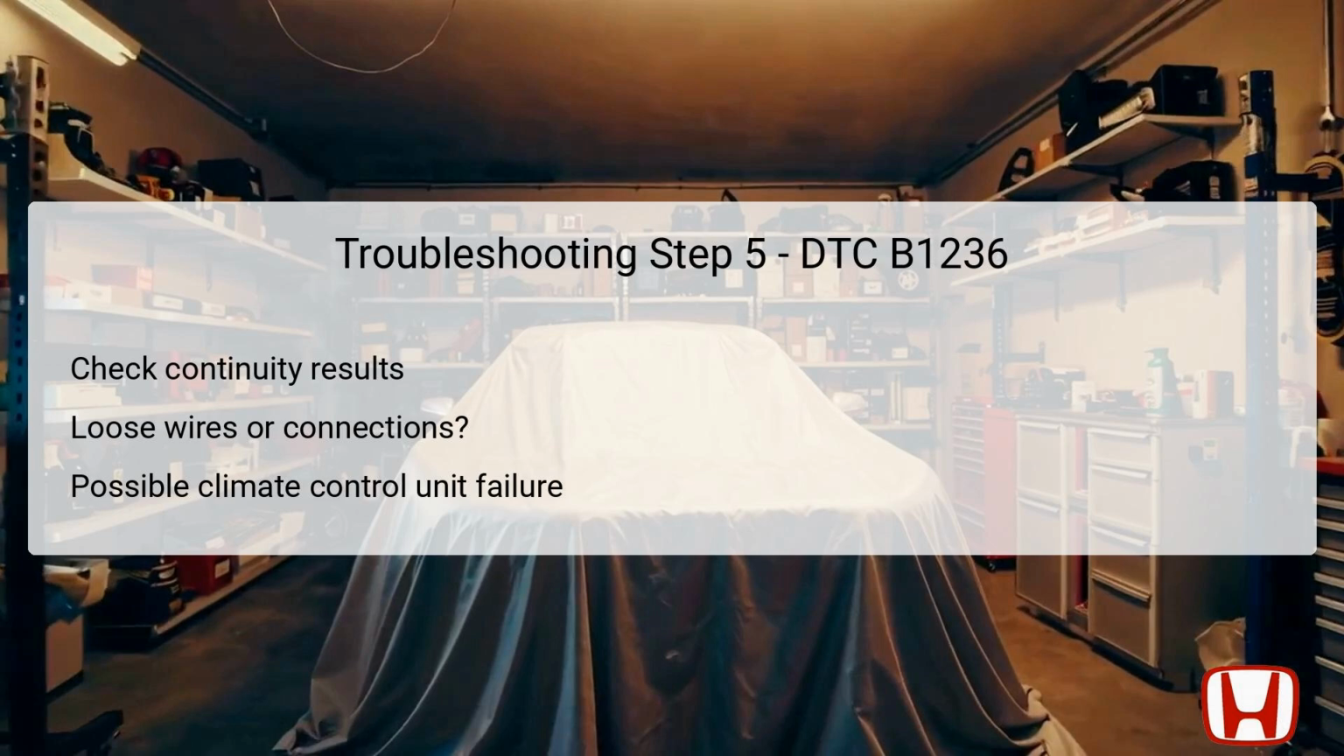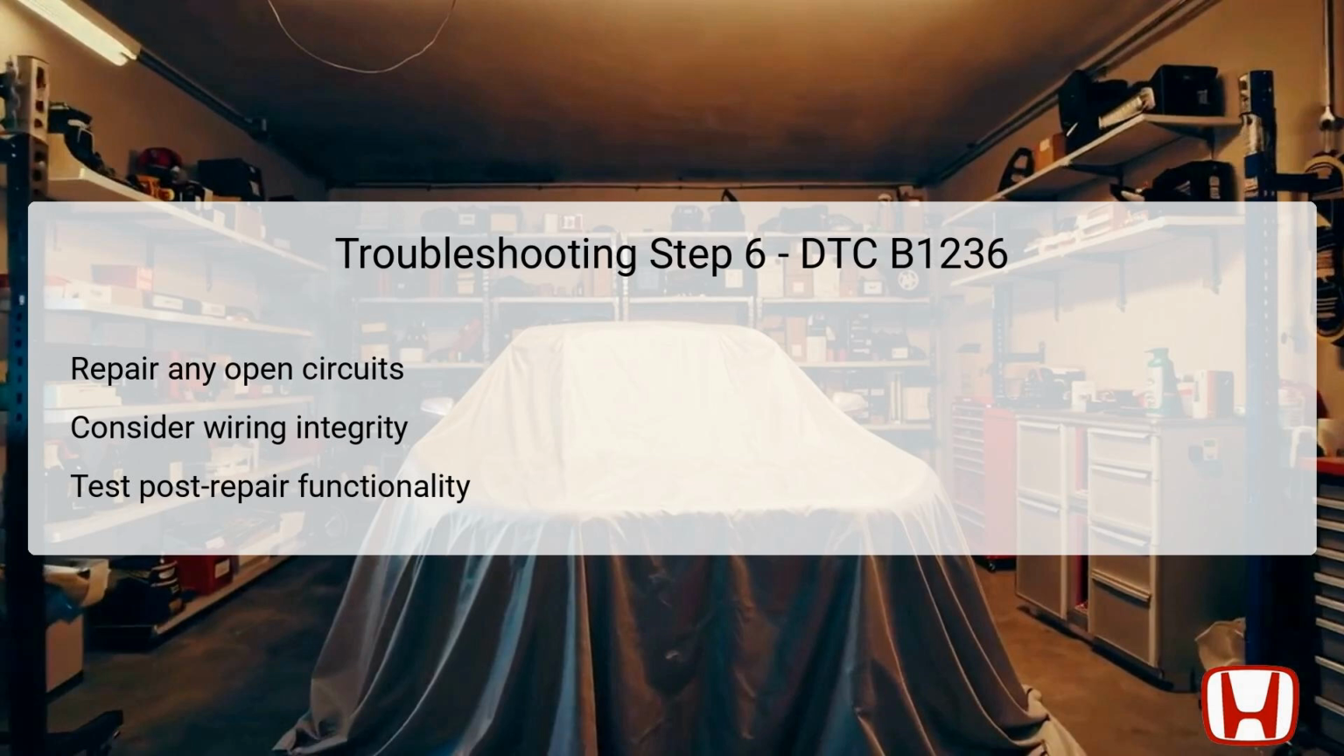If inspections reveal that the connections are secure and intact, substituting the climate control unit with a known good unit may be necessary. If replacing it resolves the DTC, it indicates that the original unit was defective and required replacement.